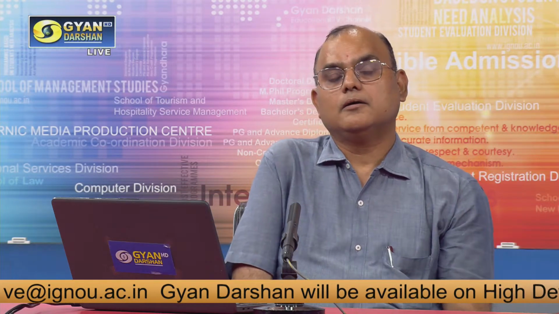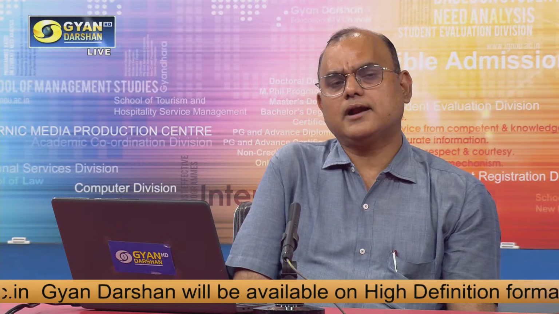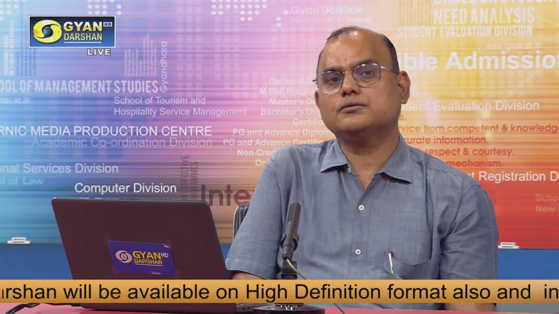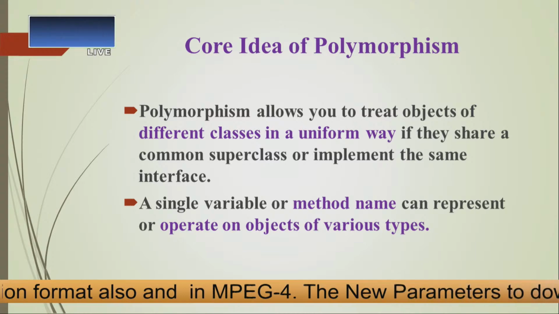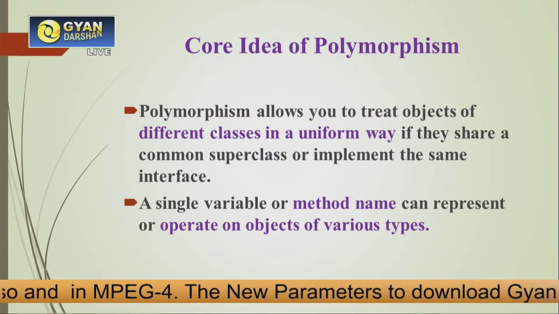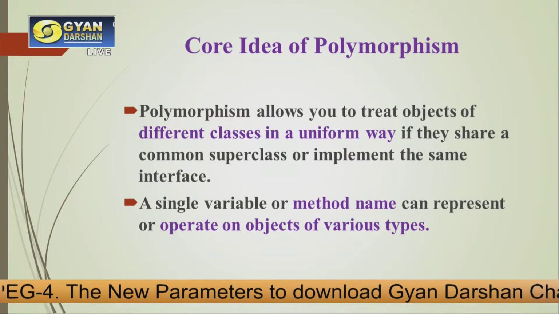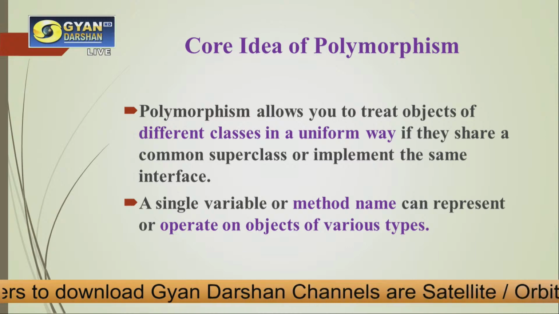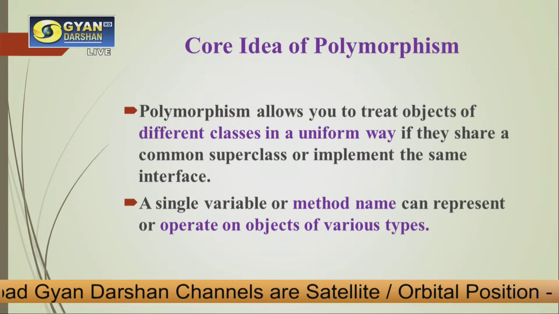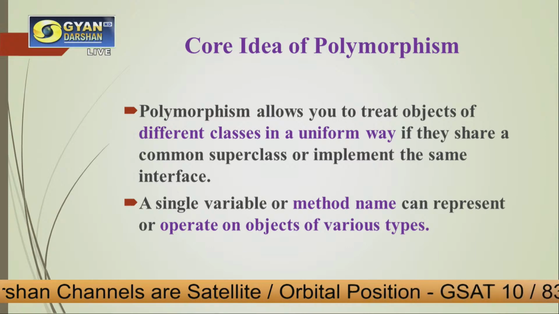Now, if we look a little closer at the core idea of polymorphism, we can say that it allows you to treat objects of different classes in a uniform way if they share a common superclass or implement the same interface.